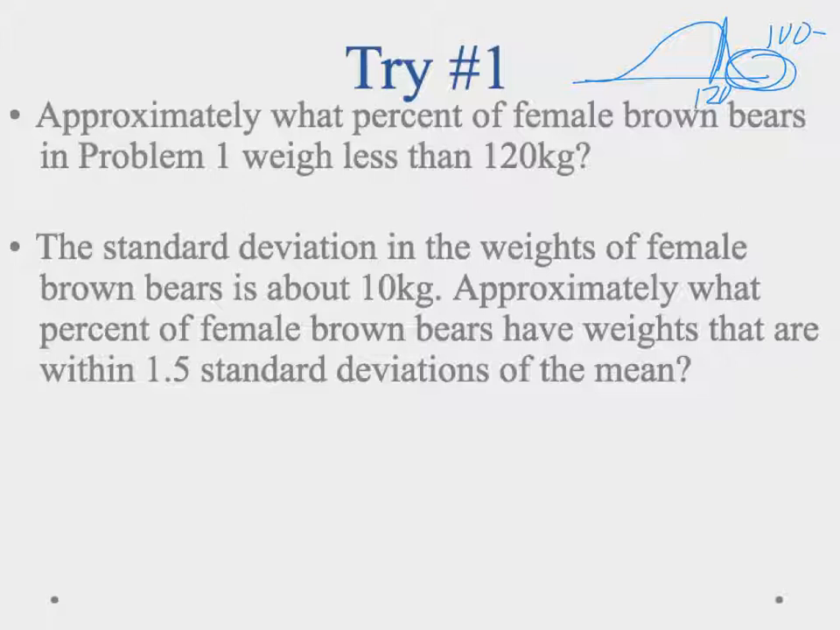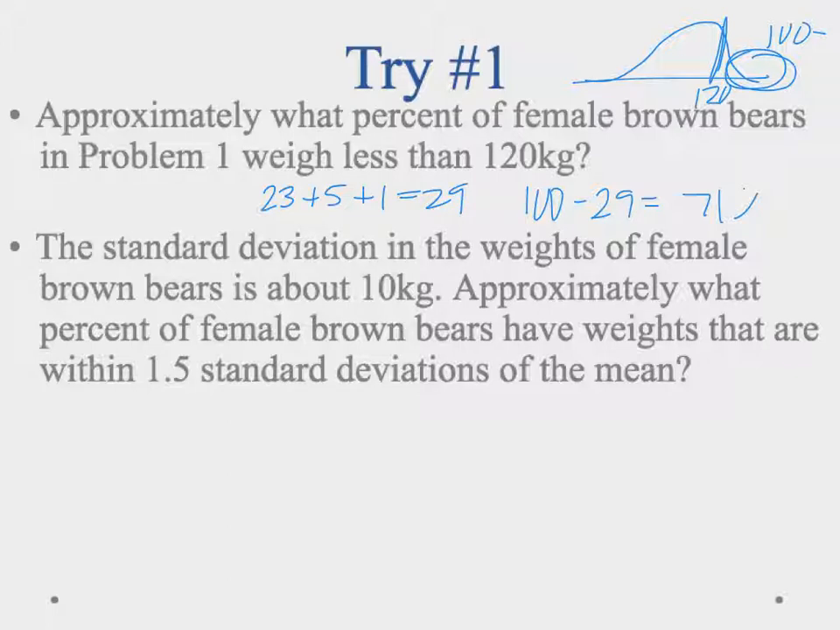Those that are greater than 120 would be, and you can check in your book to verify, the first bar greater than 120 is about 23. The next bar is 5, and the next bar after that is about 1. So 23 plus 5 plus 1 is going to give us 29, and because that's greater than 120, that's not what we want. So 100% minus 29% is going to give us 71%. So 71% of those brown bears are less than 120 kilograms.